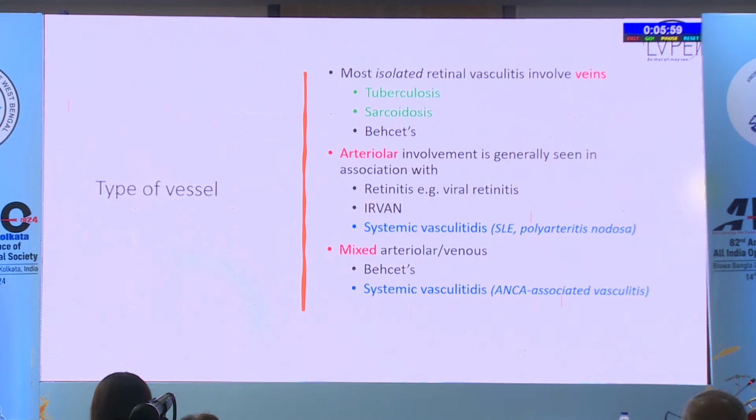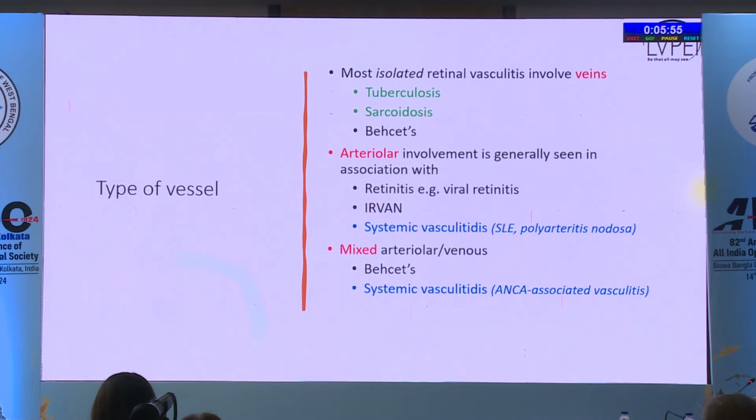So, when it comes to the type of vessels, most retinal vasculitis that you will be seeing in your clinic will be involving the veins. They are periphlebitis, and the 2 conditions that are commonly associated with periphlebitis are TB and sarcoid, and these are probably the most common causes of vasculitis that you may be able to pick up. Behçet's can also cause primary retinal periphlebitis.